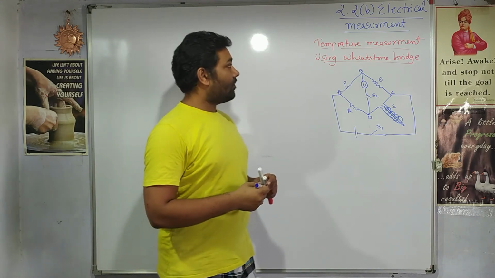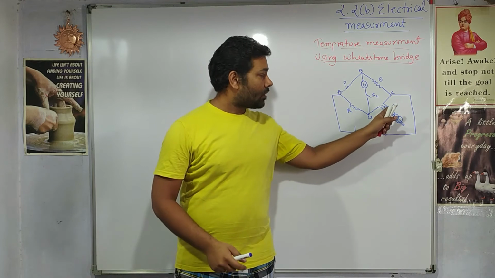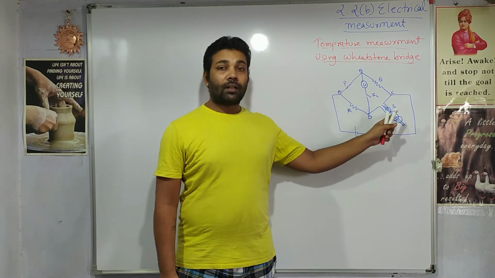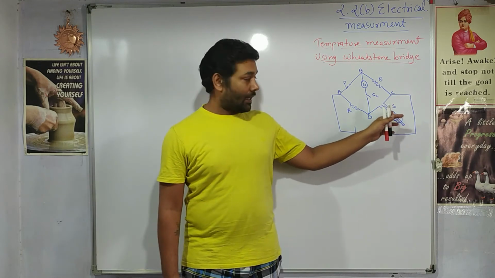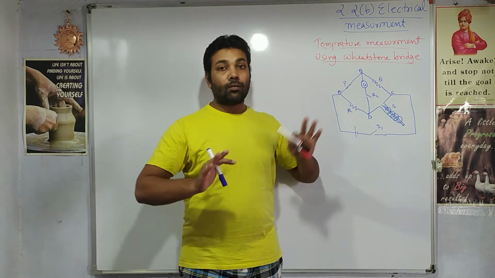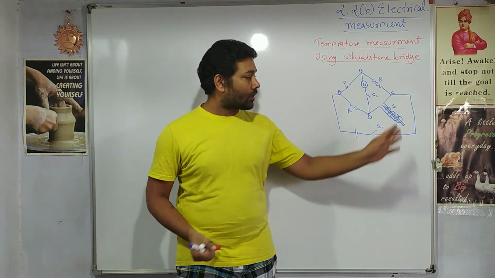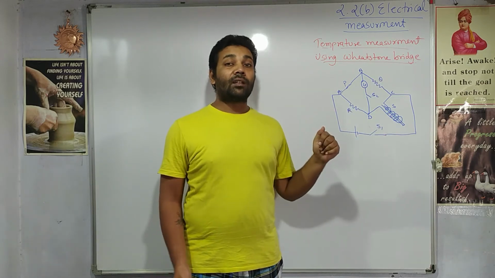So this is the diagram for the Wheatstone bridge, right? Temperature measurement using the Wheatstone bridge. This is a heater, right? A wire which is made up of constantan or manganese. So that wire can be placed into the bucket whose temperature has to be measured, or it can be placed into the furnace whose temperature is to be measured.